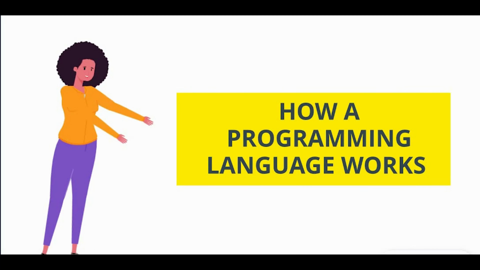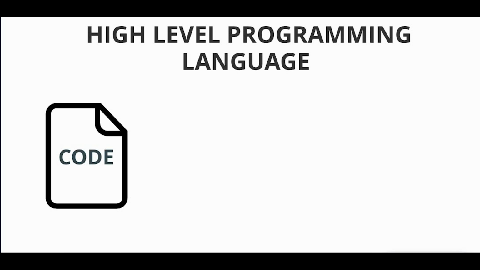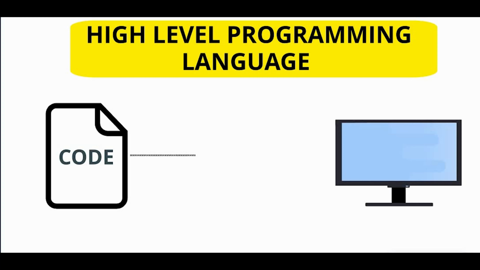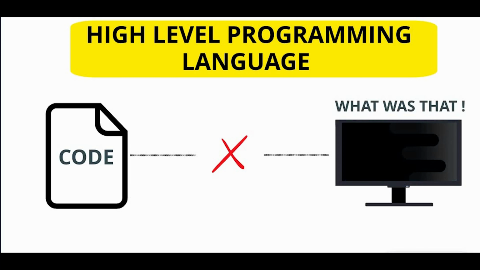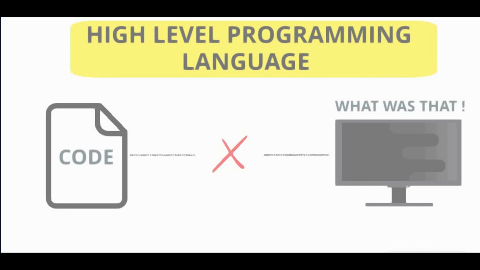In this video we are going to discuss how a programming language works. Whenever we write code in any high-level programming language, because the computer understands only machine code, the code is not understandable by the computer. And hence we need something which can convert the code into machine language for further processing.